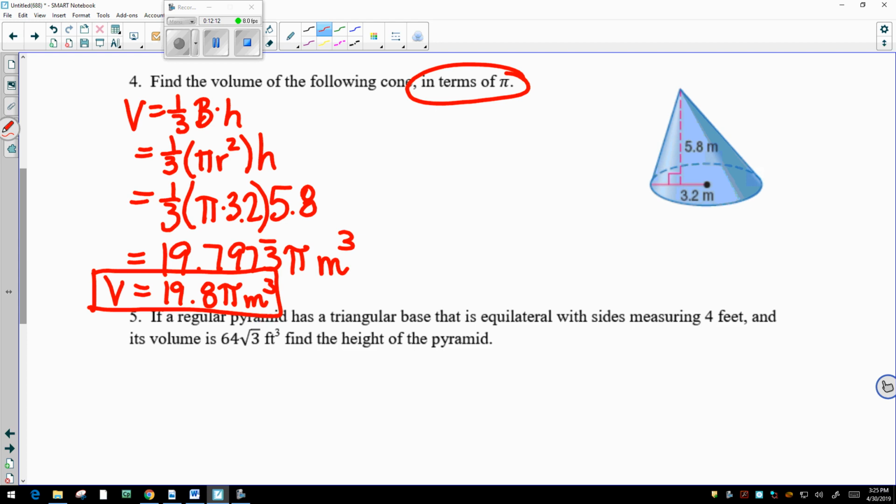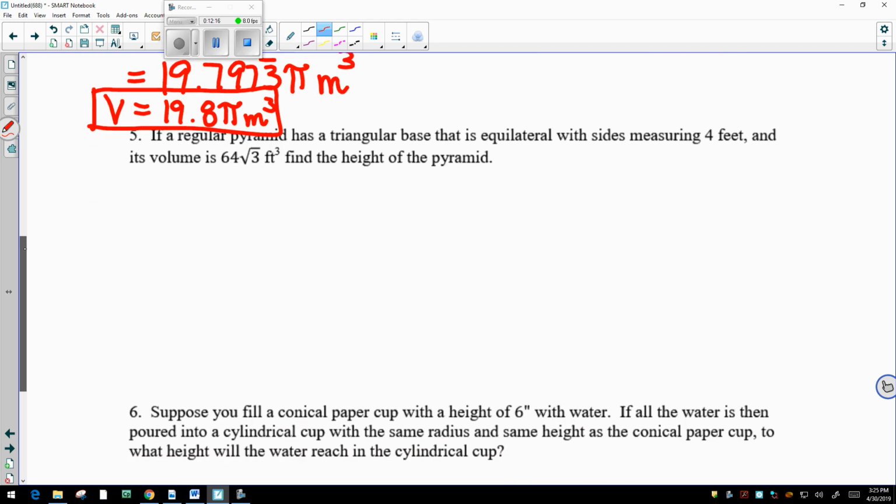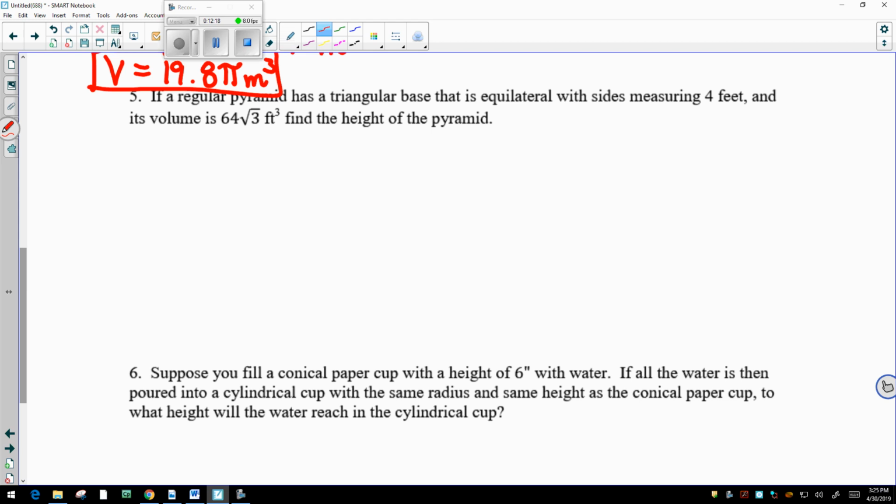Okay. So number 5 is going to be a little bit more challenging. One, there's no picture. Two, it's a triangular base. So we have a pyramid with a triangular base. So let's say that that's the shape of our base, and it's equilateral with sides measuring 4 feet. So all sides of my triangle are equal. Okay, and it tells us that the volume is 64 square root 3 feet cubed.